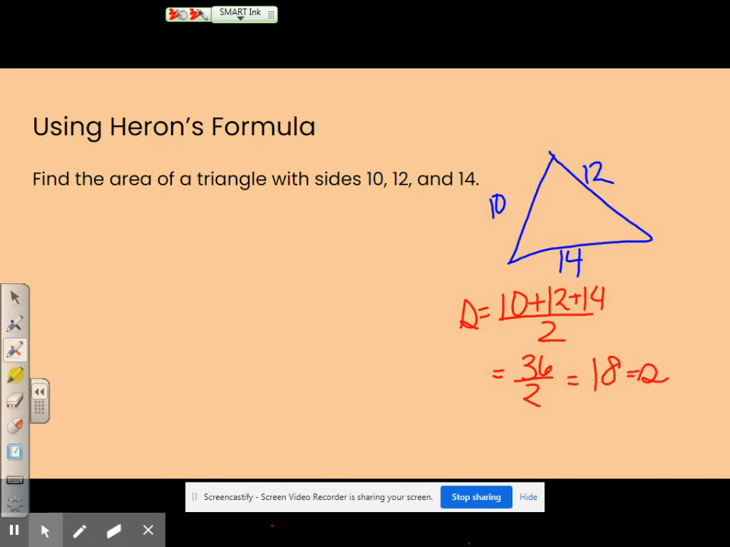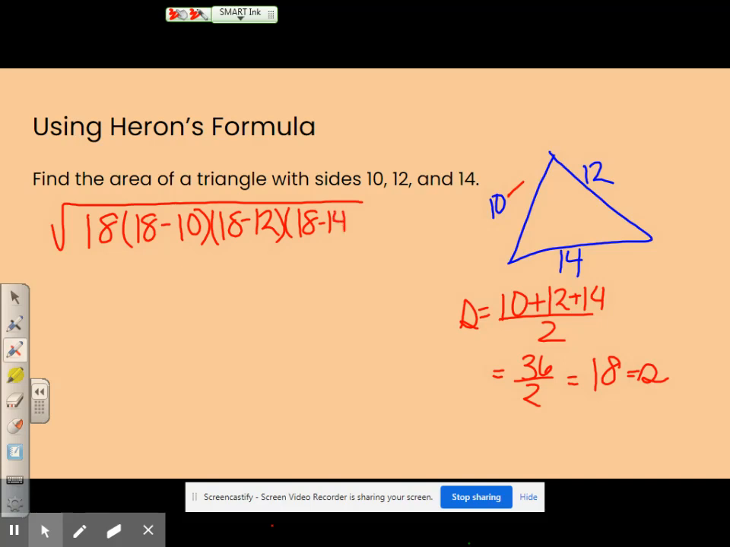That means that I have enough to at least start my Heron's formula. I have my first term. Our second term, if you remember, is our semi-perimeter minus one of our sides. Now, in the formula, it states A, B, and C. But I know that since they're all being subtracted from the semi-perimeter and then being multiplied, it doesn't really matter which one I use first. So I'll go with 10 because 10 is the smallest number and I'd like to work my way up. So I have 18 minus 10 times 18 minus 12 times 18 minus 14.